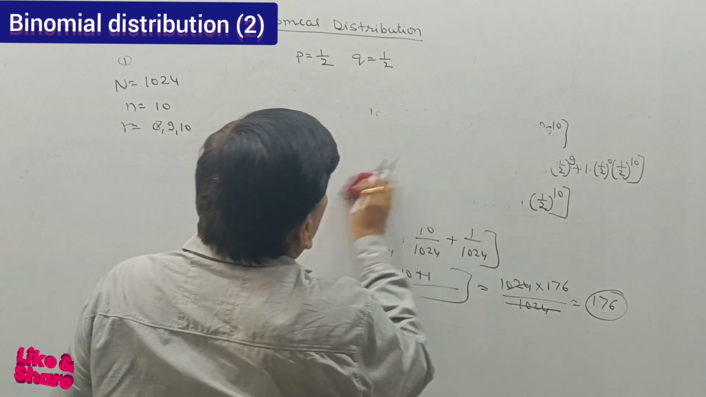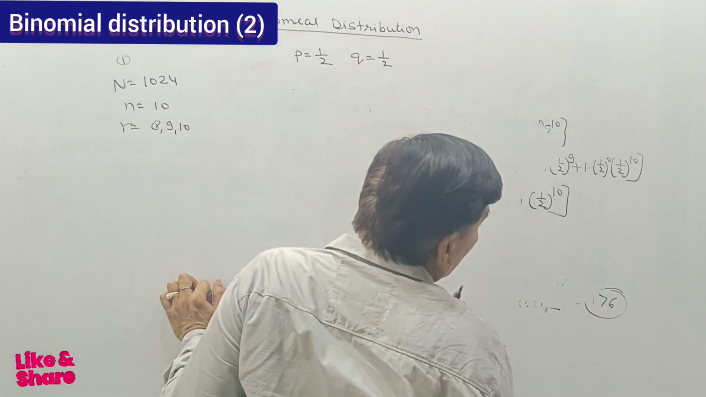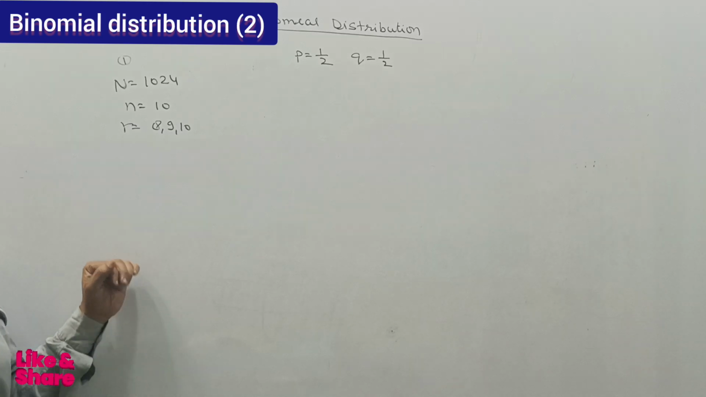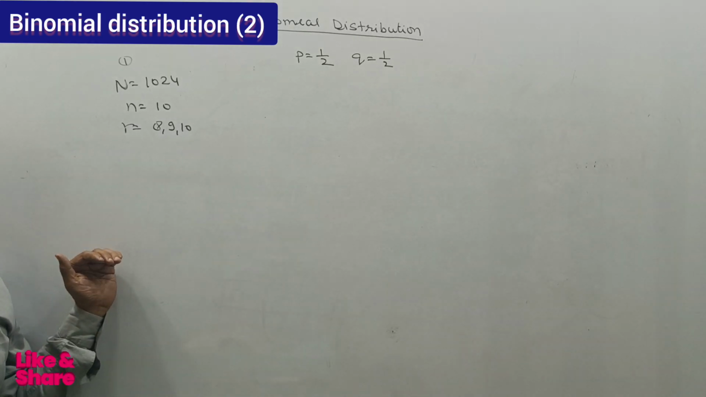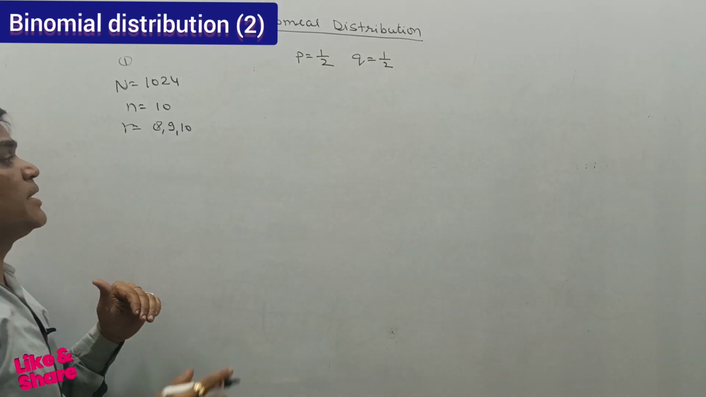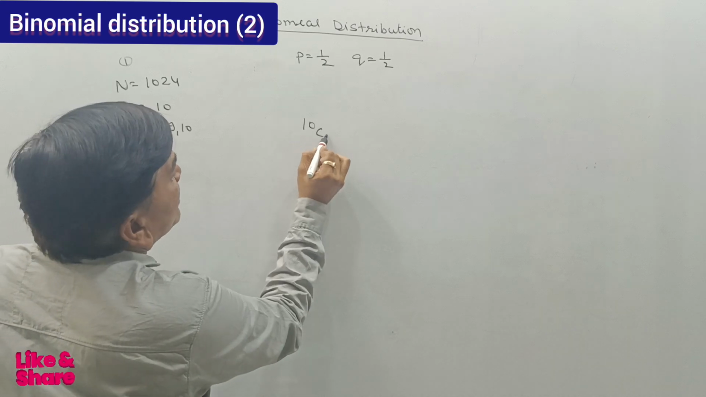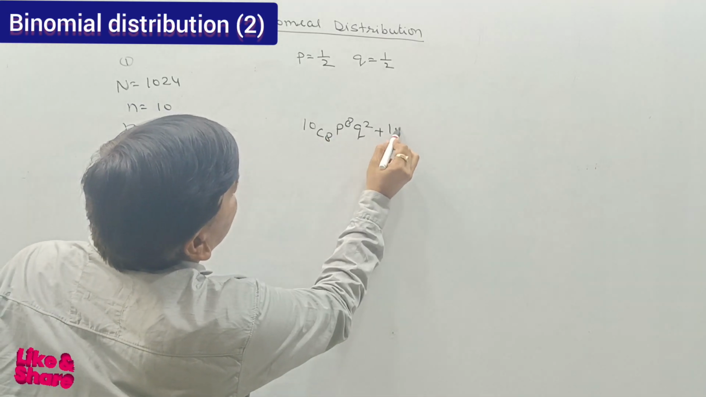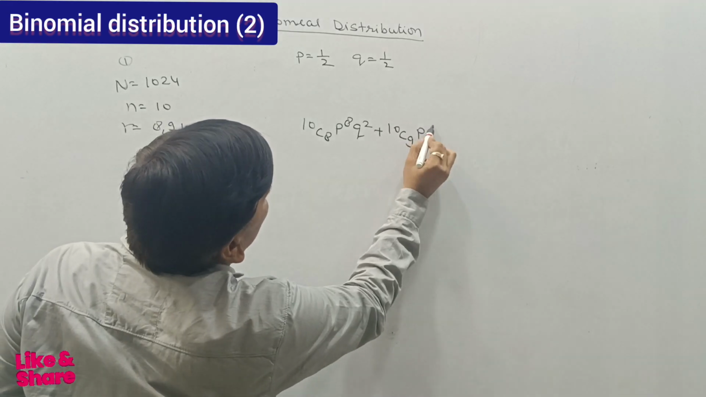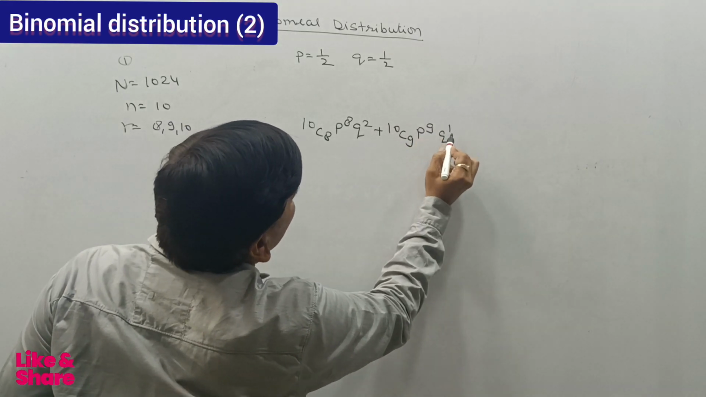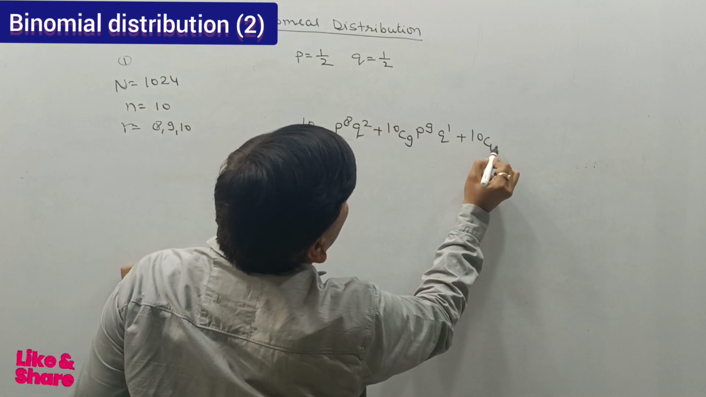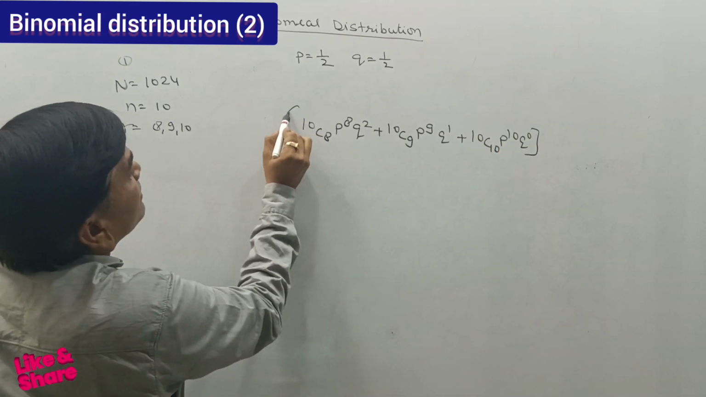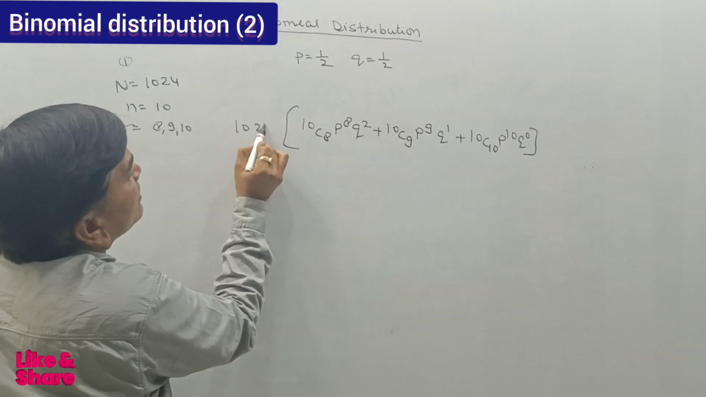Each of the reporters is asking with 10%, how many reporters will report that 8 or more than 8 persons are watching this serial. So that's 10C8 P raised to power 8 Q raised to power 2, then 10C9 P raised to power 9 Q raised to power 1, and then 10C10 P raised to power 10 Q raised to power 0, and how many reporters are over there?